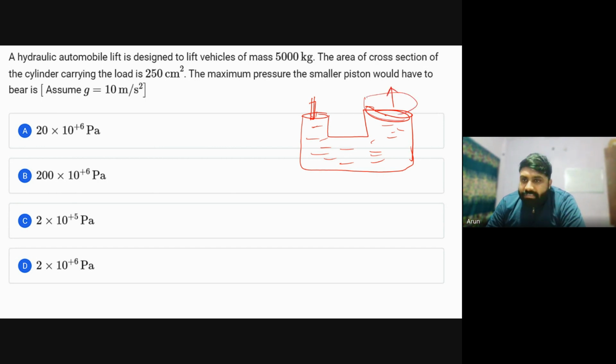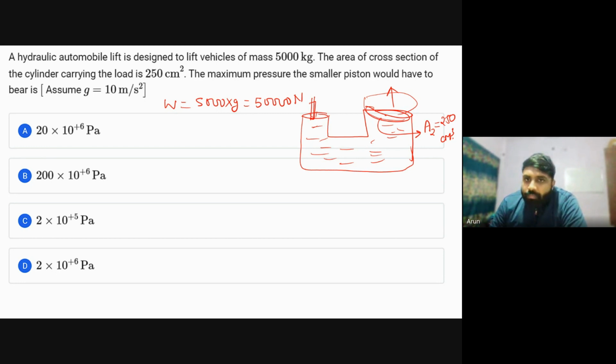This lift is designed so that it can lift a vehicle of mass 5000 kg, which means the weight of the vehicle is 5000 into g, which is 50,000 Newton. The area of cross section of the cylinder carrying the load is 250 centimeter square. This, which is carrying the load, has an area A2, let's say 250 centimeter square. The maximum pressure the smaller piston would have to bear is asked.